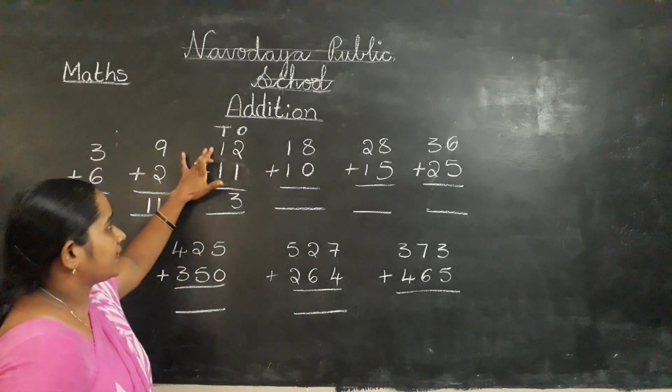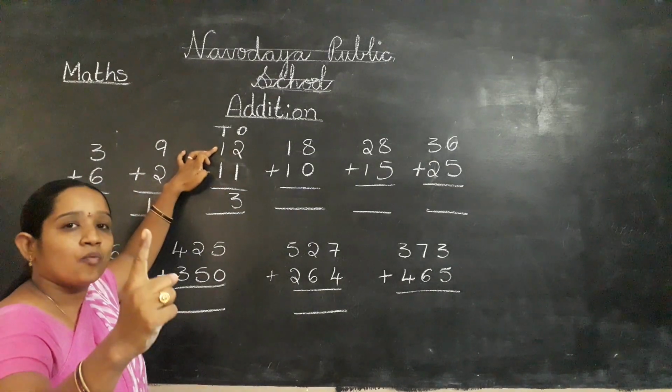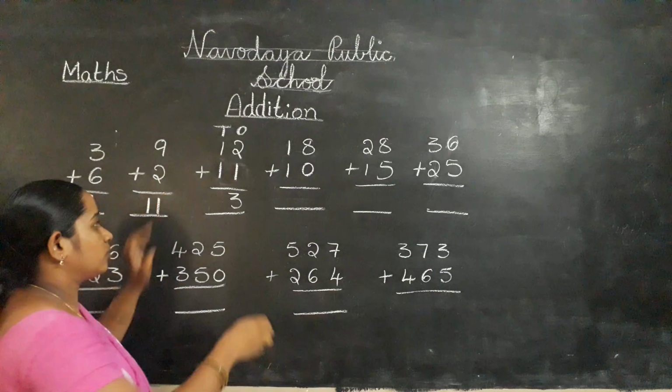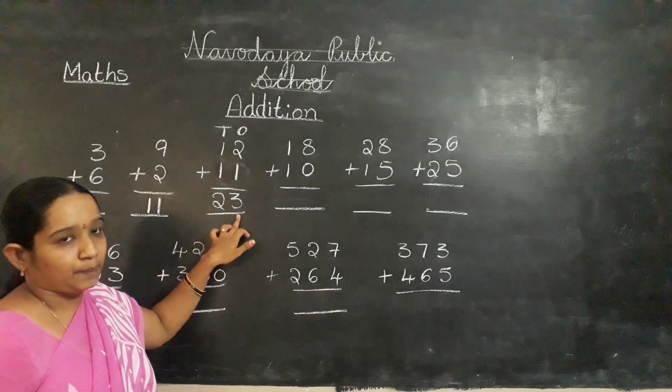Next go to the tens place. 1 plus 1. Take 1 finger. 1 after, 2. Answer is 23.